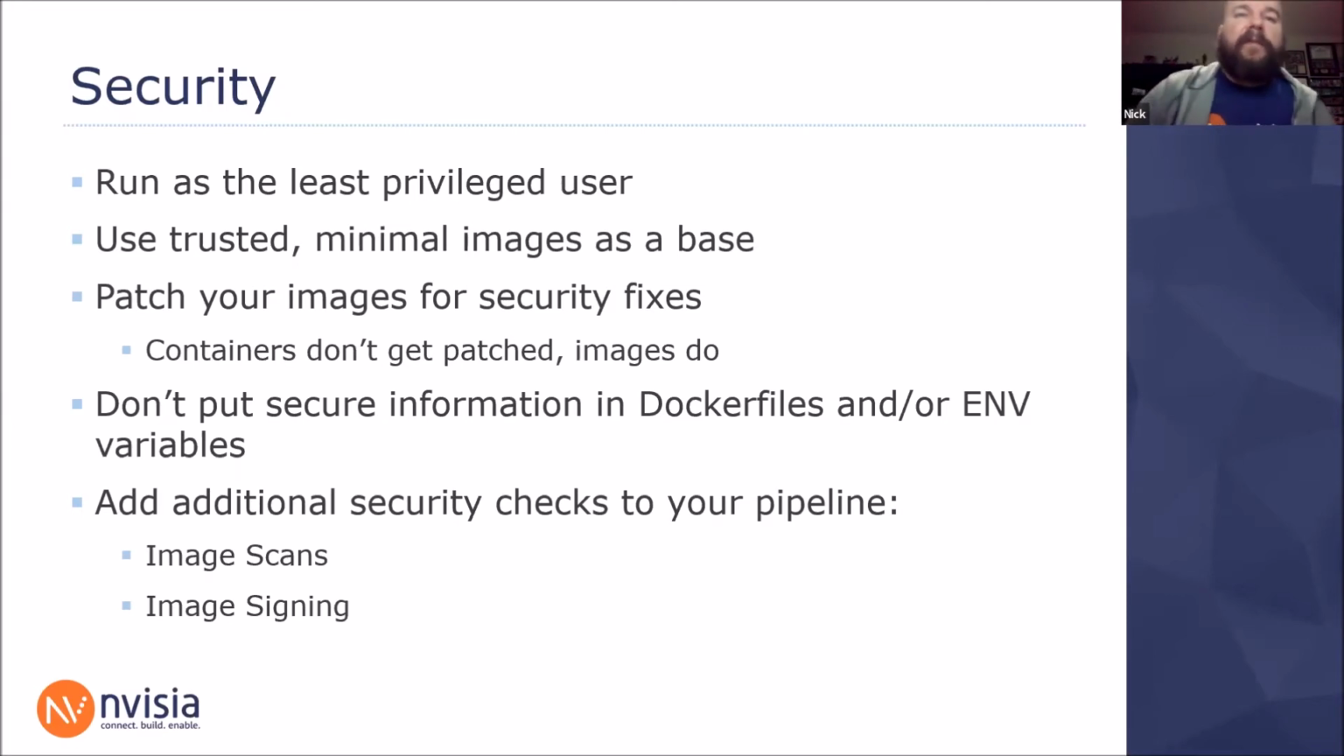The last thing is add security checks to your pipeline. Image scanning is a great way to start. This is basically running a tool against your build and making sure that you don't have malware or any other known defects in there. The next thing is image signing, where you digitally sign your images, and this can help prevent things that you don't trust from making it into your production environment.